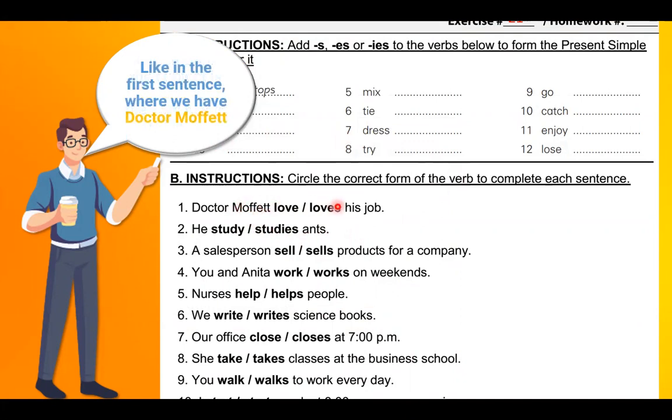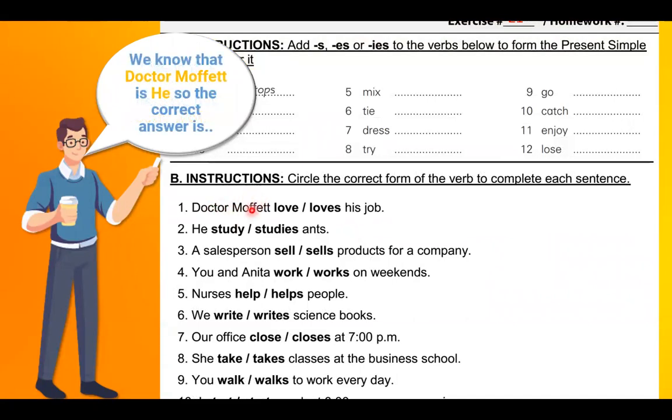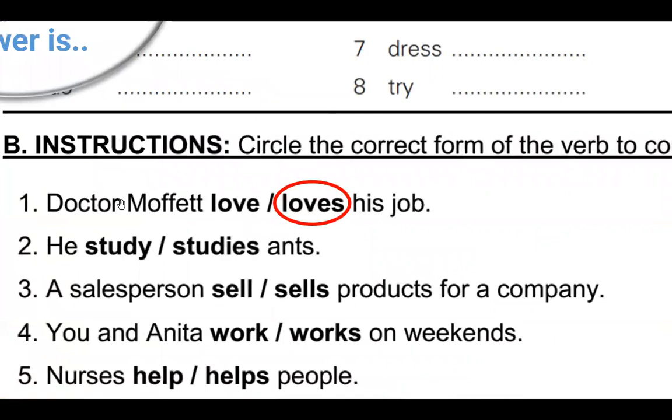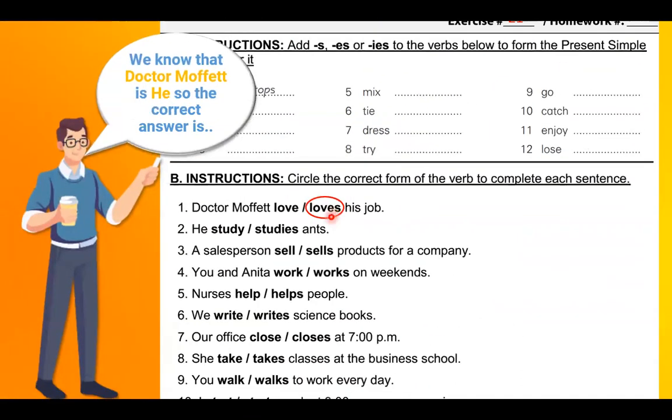Like in the first sentence, where we have Dr. Moffat, we know that Dr. Moffat is he. So the correct answer is loves. Like Dr. Moffat is he, the answer is loves with s. Like this, please pause the video and complete the exercise.